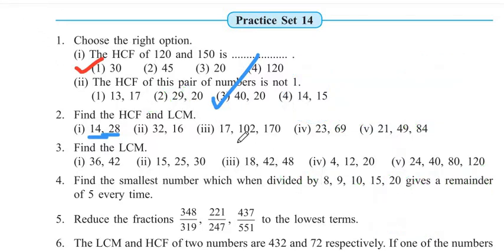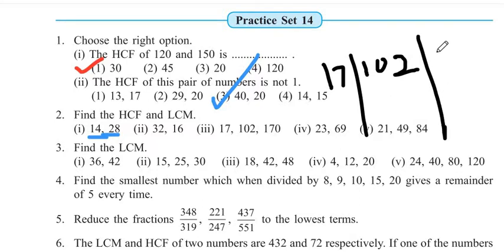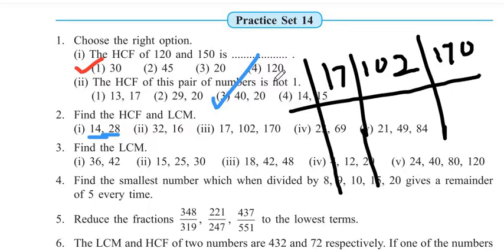Then next question is 17, 102 and 170. I write here 17, then 102, and 170. Now tell me what is common in these three numbers. That is 17, because all come in the table of 17. So I write here 17 ones are 17, 17 sixes are 102, and 17 tens are 170. Again is any number common? 2 is common in two of them, but 2 is not common in all 3 numbers.